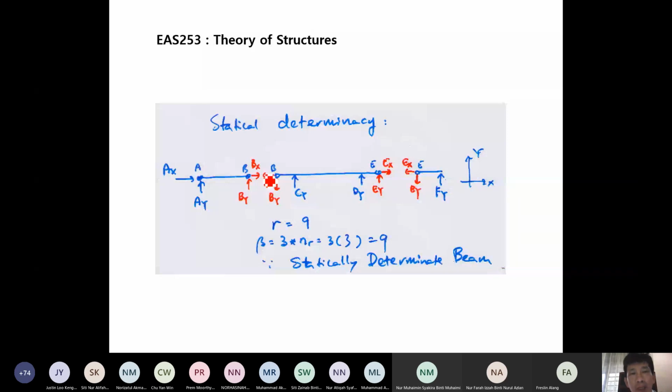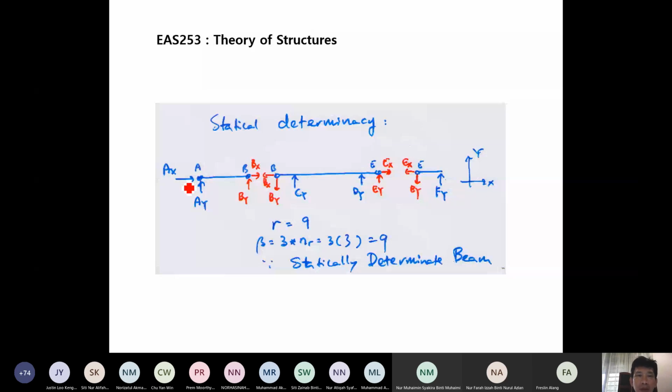So next, we have to solve. What we need to solve, class, we also need to remember, is what we are asked to solve: the support reactions AX, AY, CY, DY, and FY. We are not asked to solve for BX and BY. So we do not have to worry what BX and BY are, but when we check statical determinacy, we need to consider them. We want to determine the blue ones, the support reactions. So there are 5: 1, 2, 3, 4, 5. So let's see how to solve them.